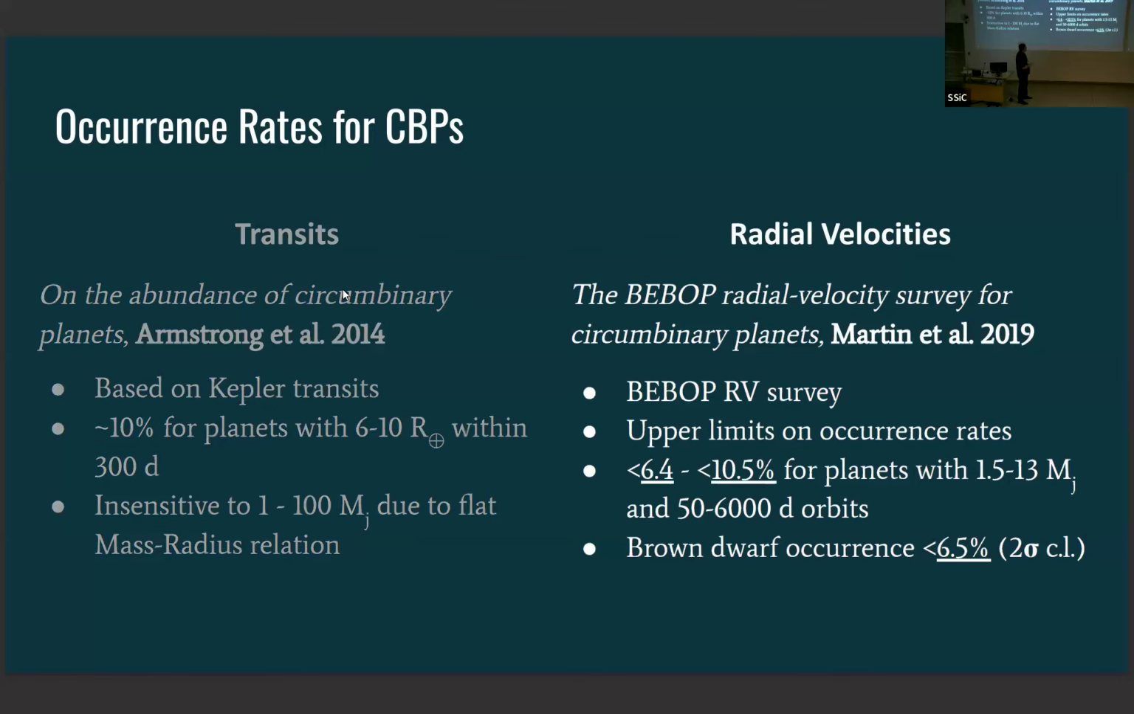The other study was based on radial velocities. They used the BEBOP RV survey, and they were able to provide an upper limit on the occurrence rate of those objects. For super Jupiters or Jupiter-like planets between 1.5 and 13 Jupiter masses, they were able to set the upper limit to something around 6 to 10% or less. For the brown dwarf circumbinaries, that occurrence rate upper limit was 6.5%, and all these values are within 2 sigma confidence level.